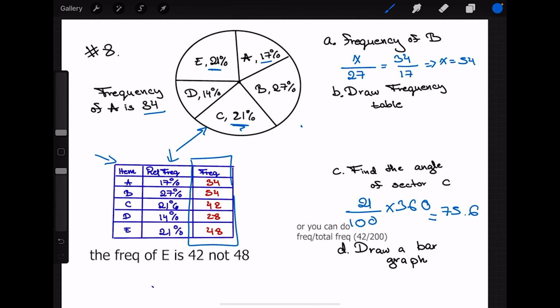Part D asks you to write a bar graph. You will have to use the frequencies you found in part B in order to do so. I will not be going over it because I already explained how to draw a bar graph earlier.